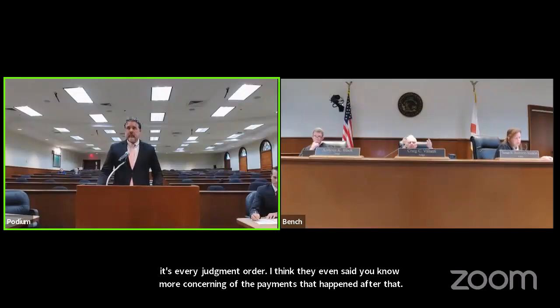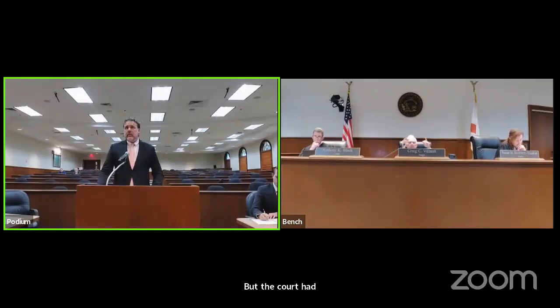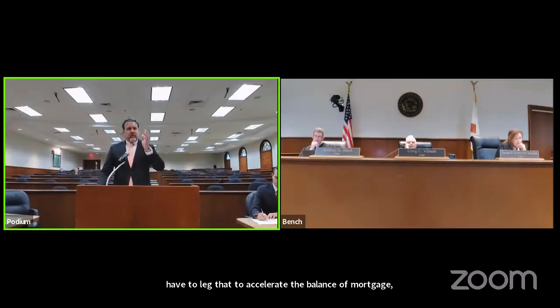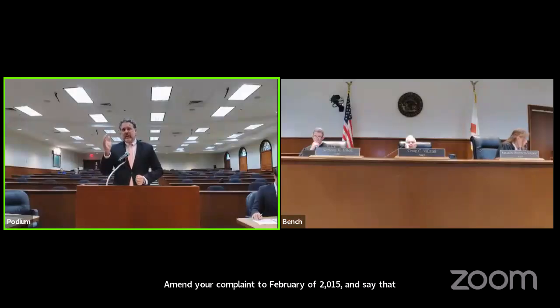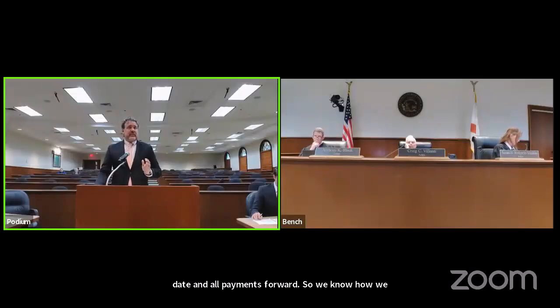Doesn't that relate to acceleration of the whole balance, more than one payment? That you have to allege that to accelerate the balance of the mortgage. Correct. You have to allege a date of default to accelerate the balance from a certain date forward. And that is why the date matters. That's why the judge gave them every opportunity to say, amend your complaint to February of 2015 and say that date and all payments forward so we know how we calculate the amount of the debt that the borrowers allegedly owe. That chance was given to them. And again, it's hard to envision why they didn't do that.